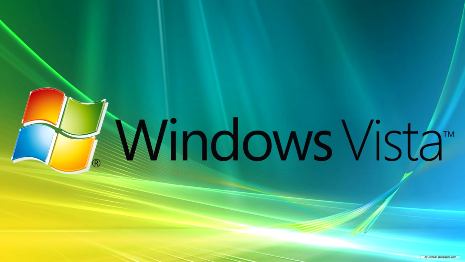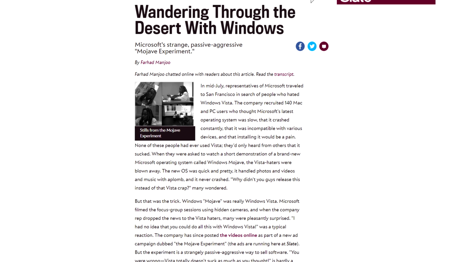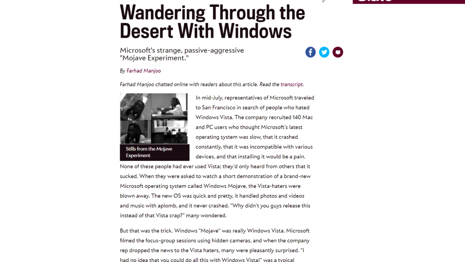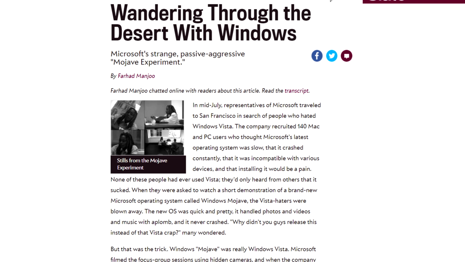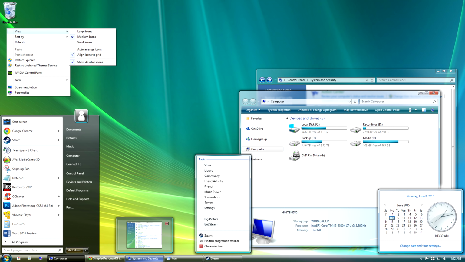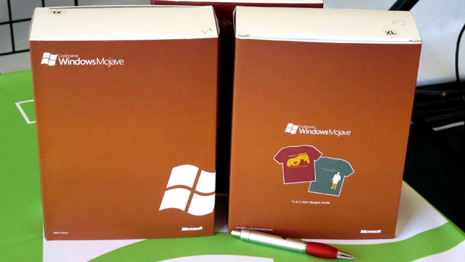However, in an effort to prove that Windows Vista wasn't as bad as people thought it was, Microsoft ran an experiment called the Mojave Experiment, shortly after the release of Windows Vista Service Pack 1. In the Mojave Experiment, people with negative interpretations of Windows Vista were shown a demonstration of a supposedly new version of Windows called Windows Mojave.